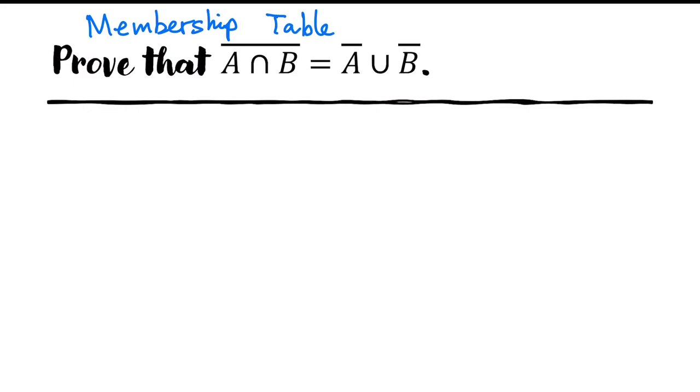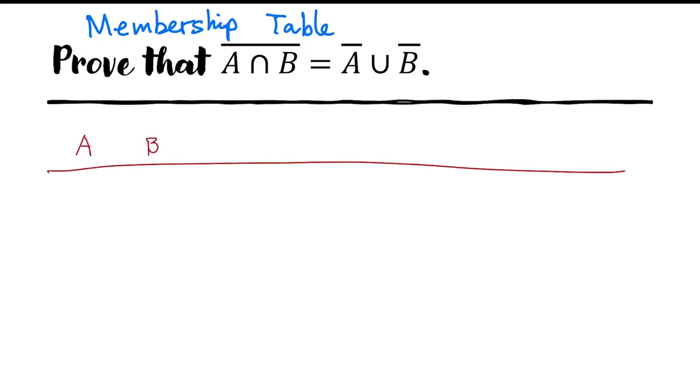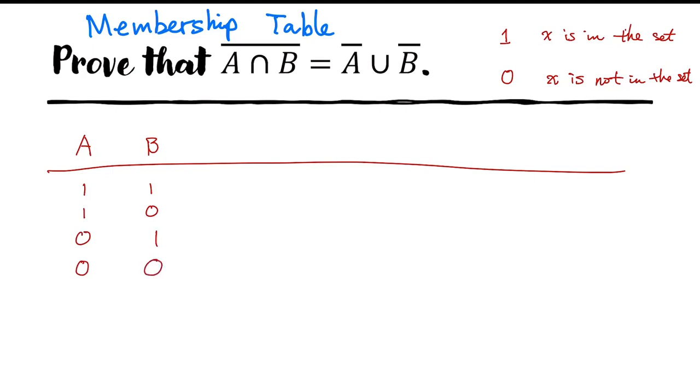So if you look at here we have two sets. We have set A and set B. Now we will use 1 to represent that x is in the set, and 0 to represent that the element is not in the set. Since we have two sets here, we can have the element in both sets, or we can have the element in one of the sets, and we can have the element in neither of the sets. So there are 4 combinations.